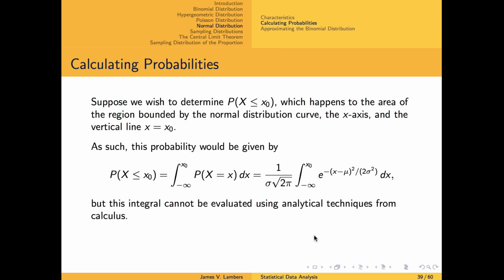The probability density function gives us the probability that a continuous random variable X equals a specific value x naught. But if we want the probability that X is less than or equal to x naught, then we must integrate the probability density function, which gives us the following definite integral for this probability. Unfortunately, we cannot evaluate this integral analytically, because there's no antiderivative of e to the minus x squared in terms of elementary functions. Instead, we must evaluate it numerically.